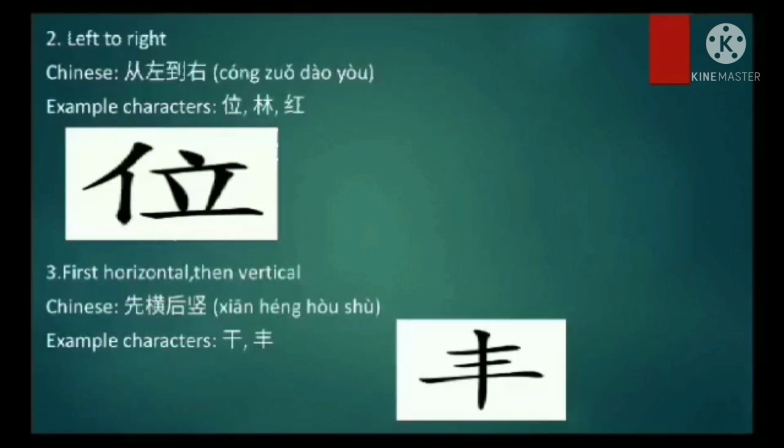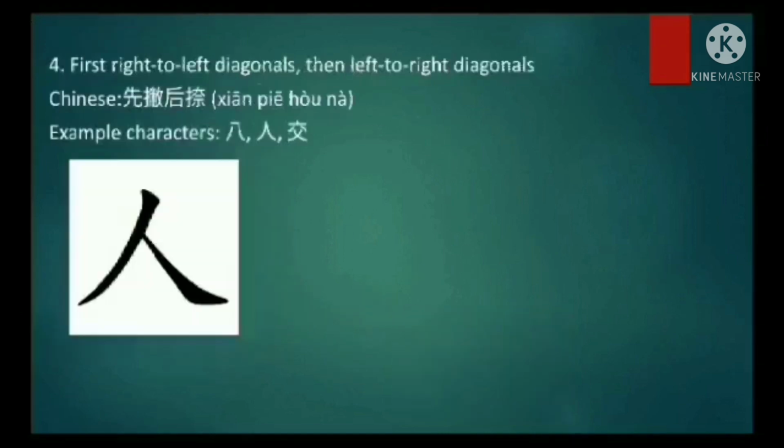Number 2, left to right. Chinese, Xian zuo hou you. Number 3, first horizontal, then vertical. Chinese, Xian heng hou shu. Number 4, first right to left diagonals, then left to right diagonals. Chinese, Xian pie hou na.